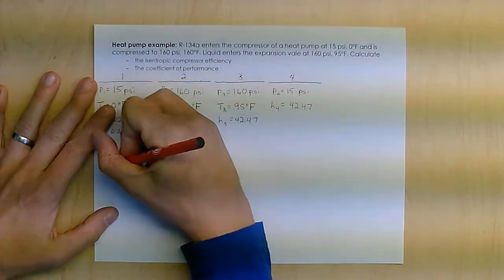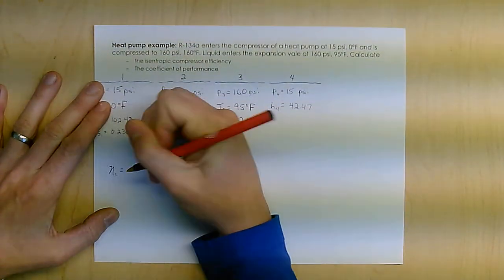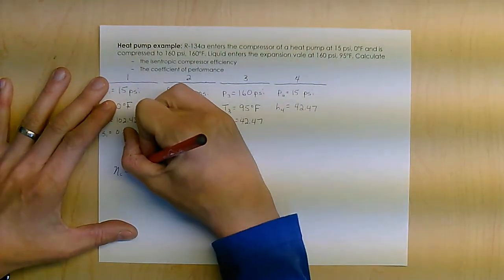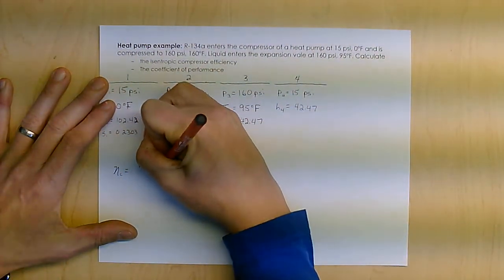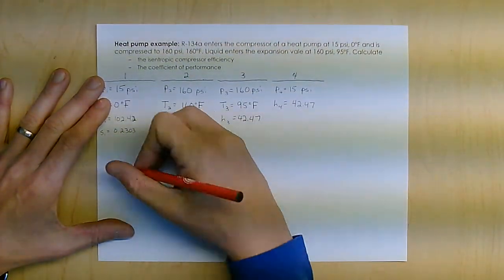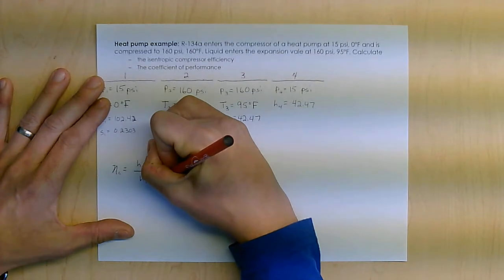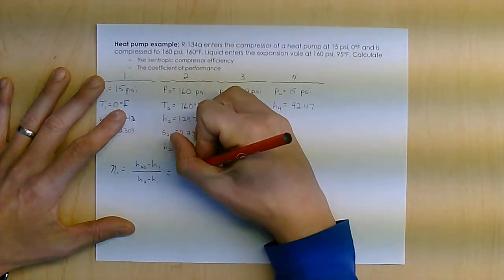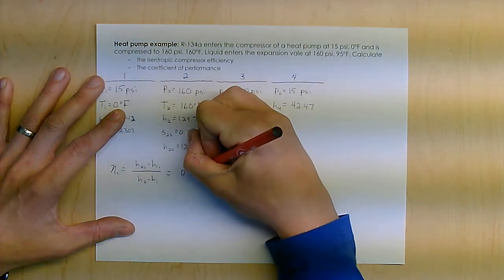So quickly, now I just calculate what my compressor efficiency is. The equation for compressor efficiency is H2S minus H1, the ideal compressor work, over H2 minus H1, the actual compressor work. And when I do that, I find that I get a compressor efficiency of 80.4%.